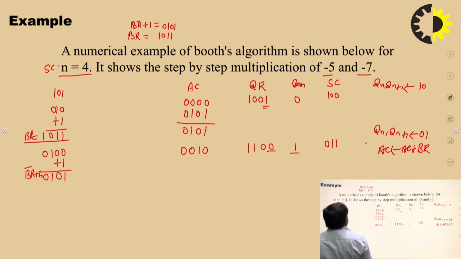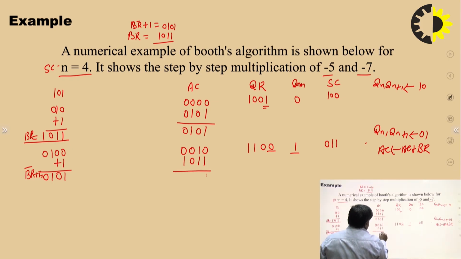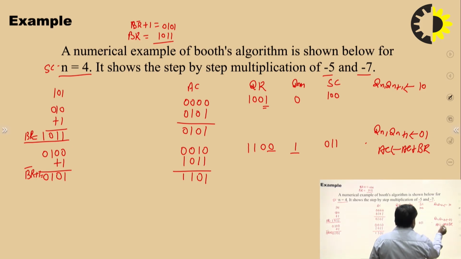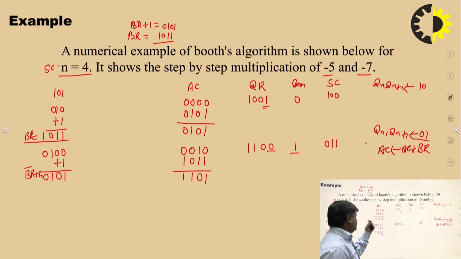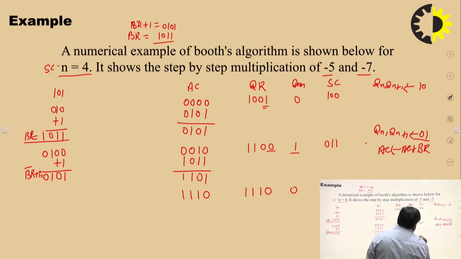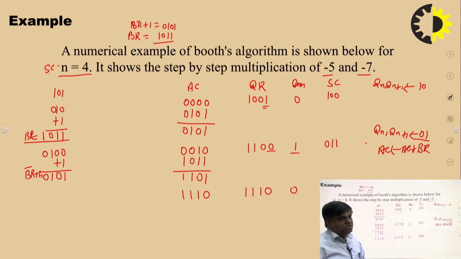Now, this is the AC. What is the BR? Now, this is your BR, 1 0 1 1. Now, 1 1 1 0 1 and 1. For this condition 0 1, we add and arithmetic shift. Now, arithmetic shift 1 1 1 0. This one is shifted from 1 1 1 and 0, and here is a 0, and SC is equal to SC minus 1, that is 0 1 0, and check SC. SC is not equal to 0, again we process the same.